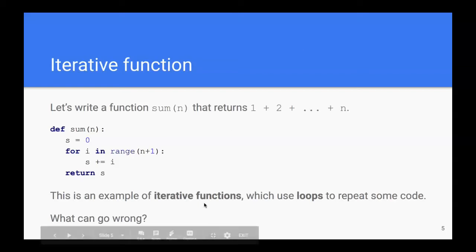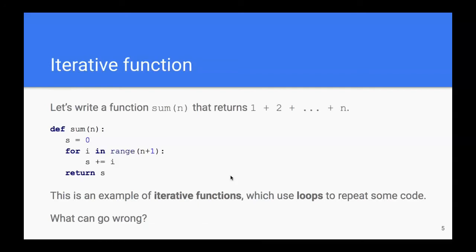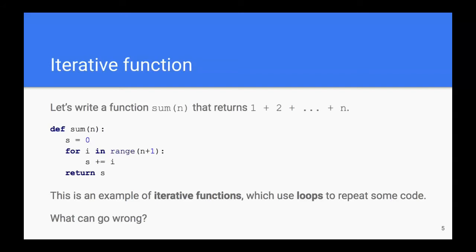And now, the type of function that we just wrote is what's called an iterative function. The characteristic of an iterative function is that it uses loops, in this case a for loop, to repeat some code to achieve what they want to do. So iterative functions use loops, and if you get it right, it works fine. But what could possibly go wrong?